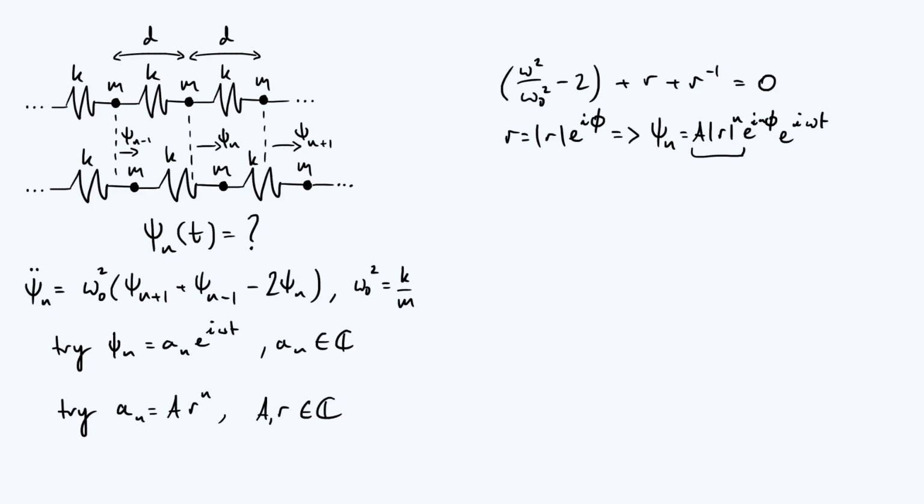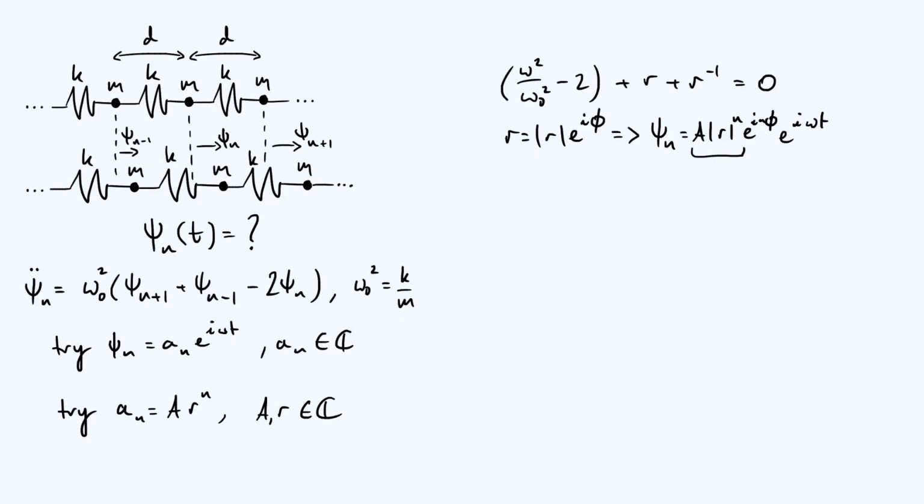Now think about what would happen if mod r were bigger than 1. If mod r is bigger than 1, then as n gets larger and larger, the amplitude of the oscillations gets larger and larger. Now, we don't have some sort of energy input into our system, right? So it doesn't really make physical sense that as you go along the chain, the oscillations just get bigger and bigger. Where's that energy coming from?